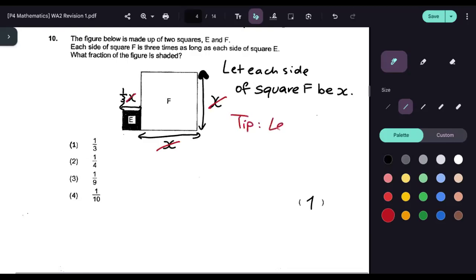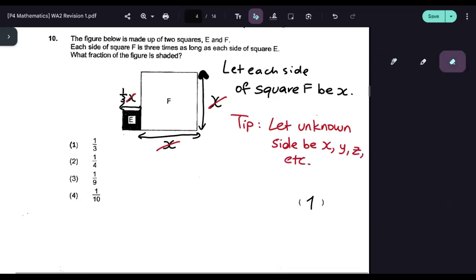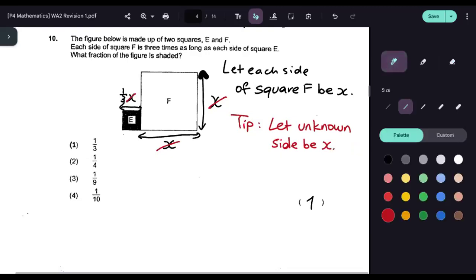Okay, so a tip I give you here is very simple. Let the unknown, means you don't know, side be x, y, z, or whatever letter you want to put. Let it be simple. Okay, like that. And then after that, you work backwards. So it will be 3 times as long. So this one is 1 unit. This should be 1/3 unit because it is 3 times as long as each side of square E. So it'll be 1/3, 1/3, 1/3.